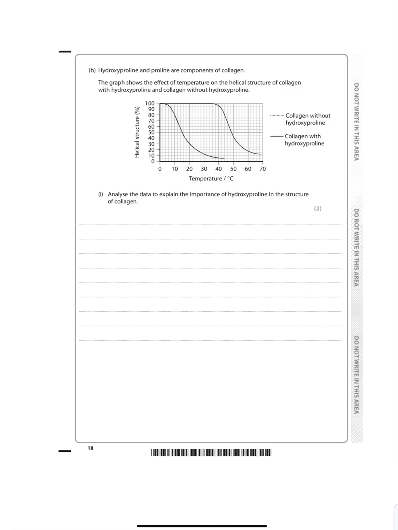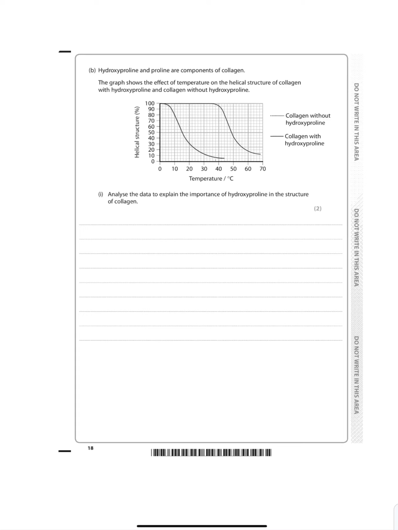Right, B. Hydroxyproline and proline are components of collagen. The graph shows the effect of temperature on the helical structure of collagen with hydroxyproline and collagen without hydroxyproline. So this is without hydroxyproline, and this is collagen with hydroxyproline. We can see that this one acts better with temperature than this one. Right, analyze the data to explain the importance of hydroxyproline in the structure of collagen.